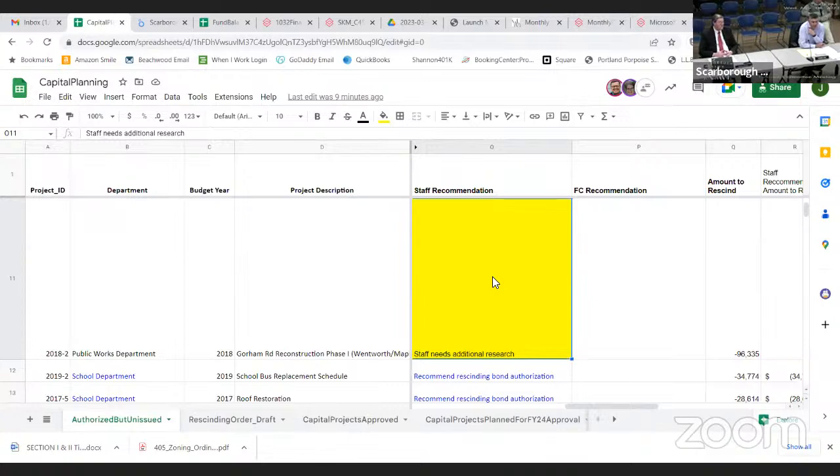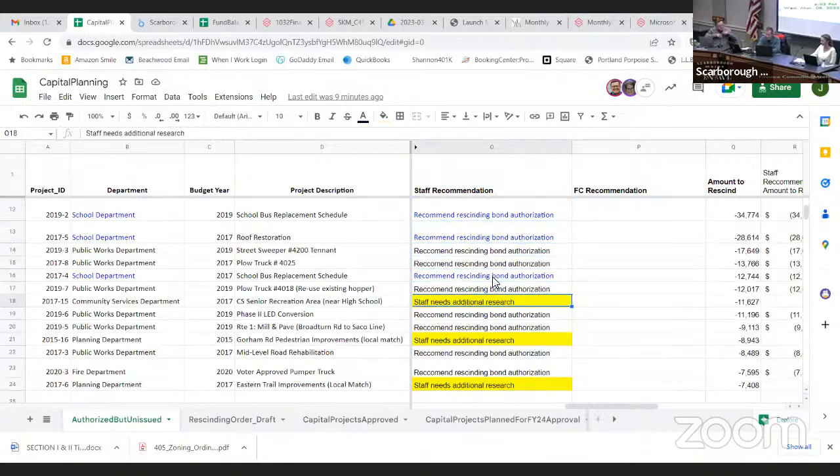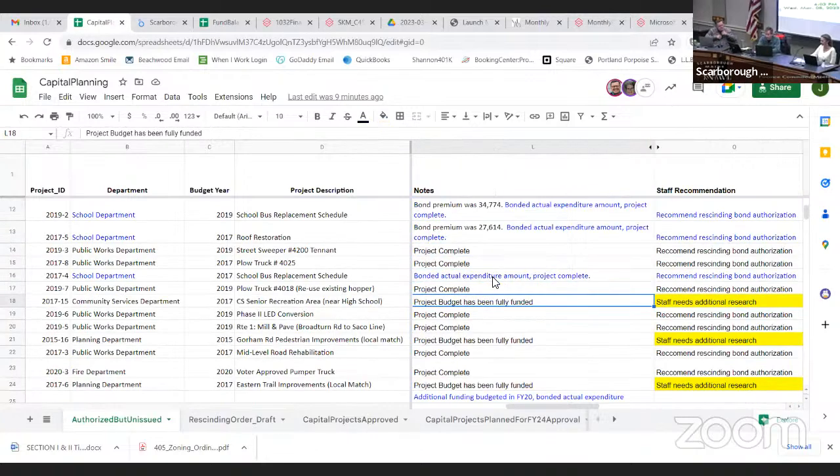So subsequent phases are still ongoing, and there's open budget, and we're not contemplating closing any of those. I'm only suggesting it for the ones where the budget's already been fully funded.